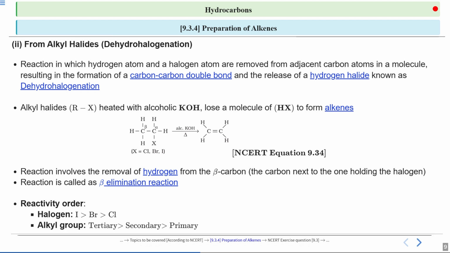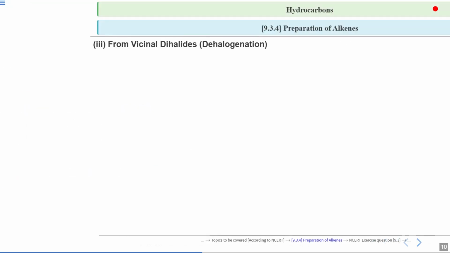If you do the same comparison for tertiary, secondary, and primary, then tertiary is the most reactive one. So if your alkyl group is a tertiary one, it's the most reactive. Next is the secondary, and lastly is the primary. So this order is very important for predicting the reaction outcomes.